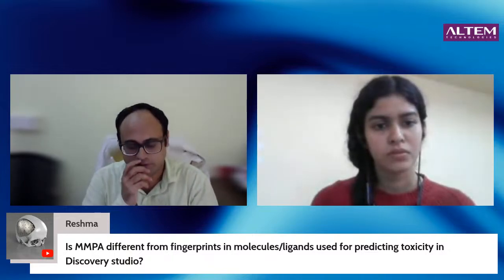Yes, MMPA is quite different because it is like an inverse QSAR method where no descriptors of any kind are calculated. Only differences between two very closely structurally similar compounds, differences in their activity, are calculated from the experimental data, and they are averaged over a larger data set. So this is totally different. It's not like calculating descriptors.